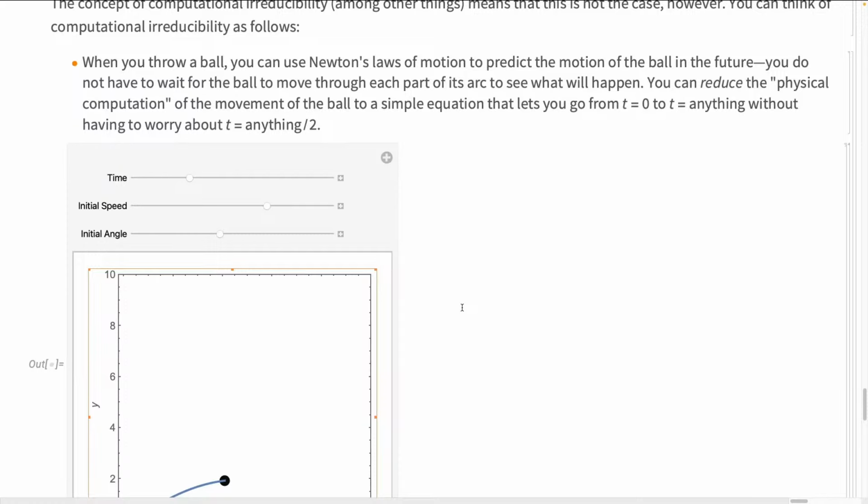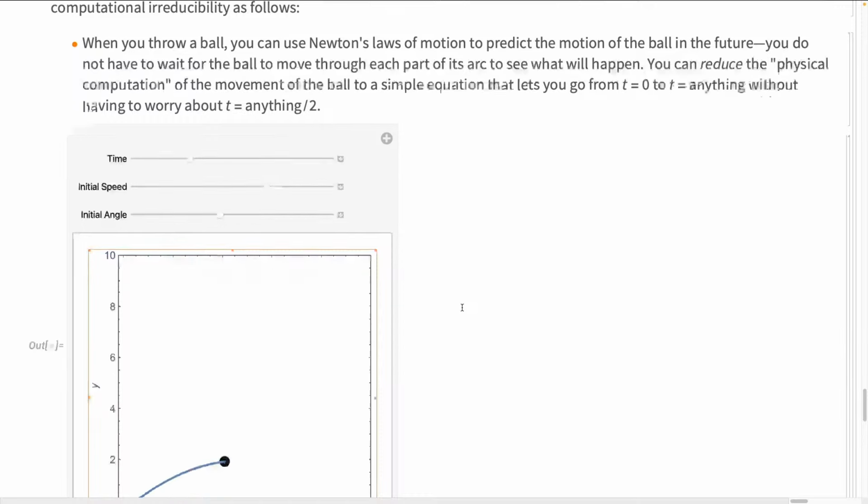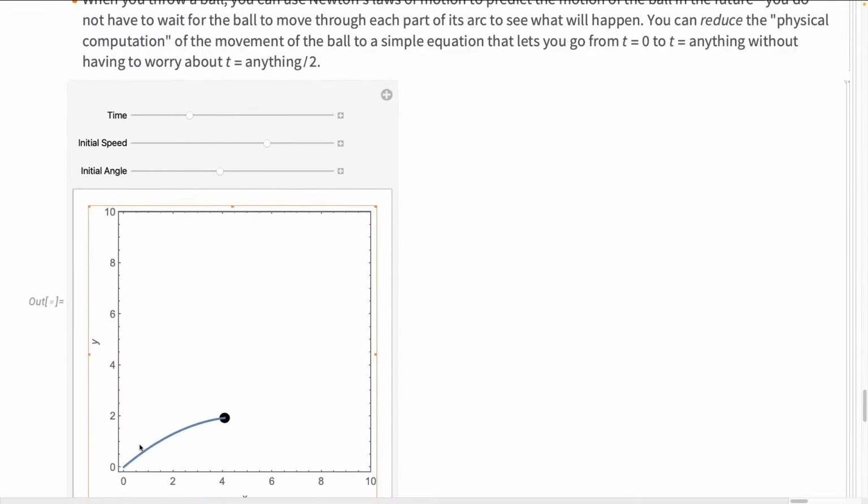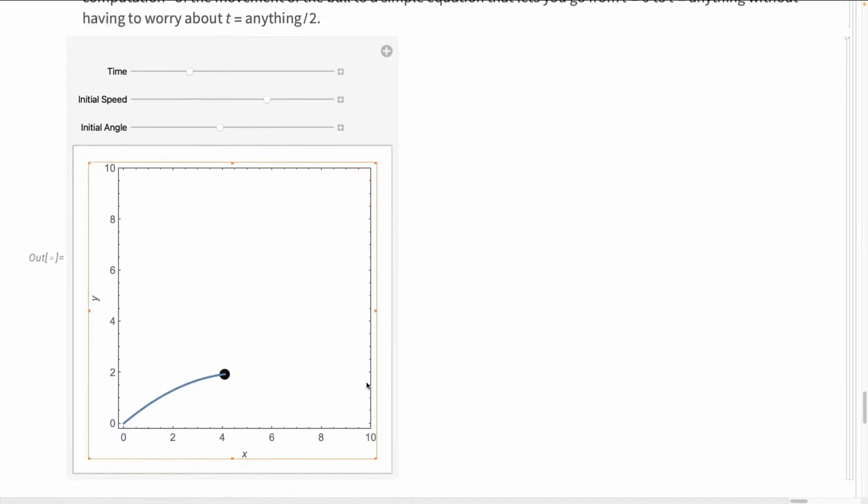You don't have to wait for the ball to move through its arc and see what will happen. You don't have to look at the ball moving through space step by step and see what goes on. You can just say, well, given the initial angle and the initial velocity, I can figure out exactly where the ball is going to land. If I have a different angle or a different speed, I can always figure out where the ball will be at any given time in the future. And that's that. I don't need to sit here and wait for the ball to land. I can just say, okay, I know where it's going to end up.